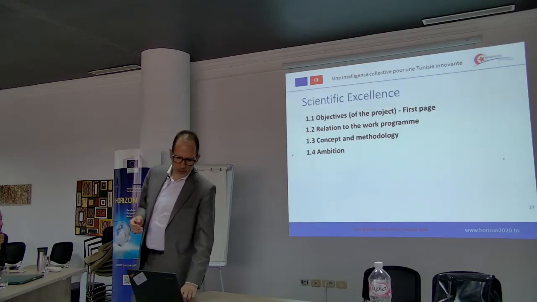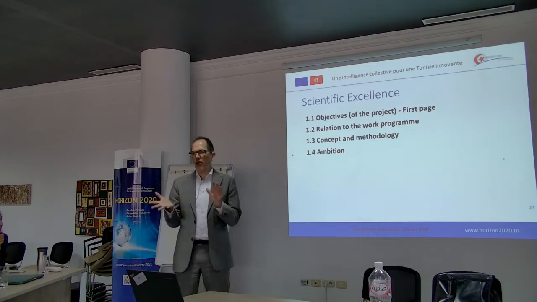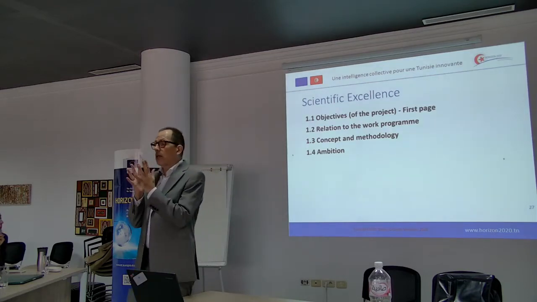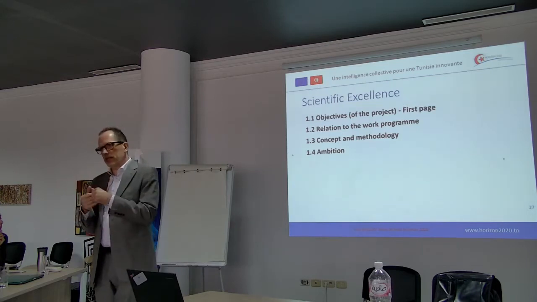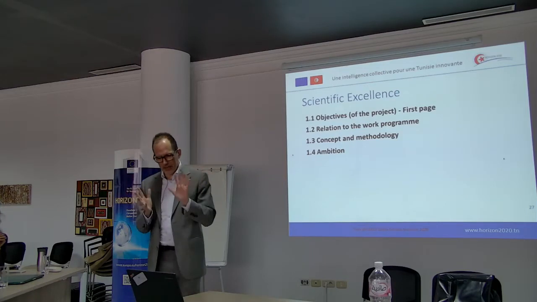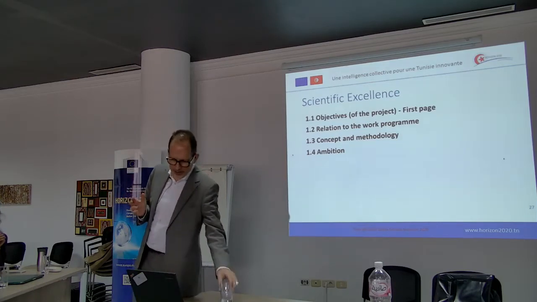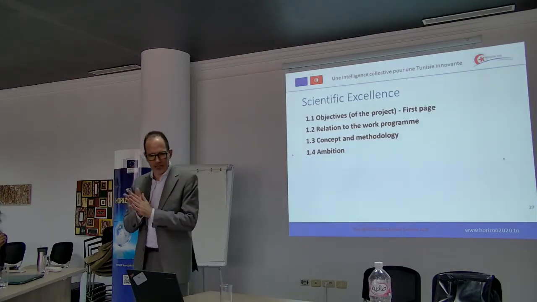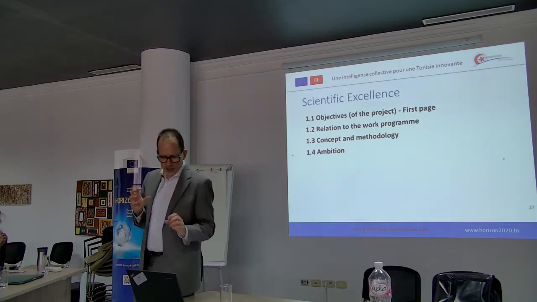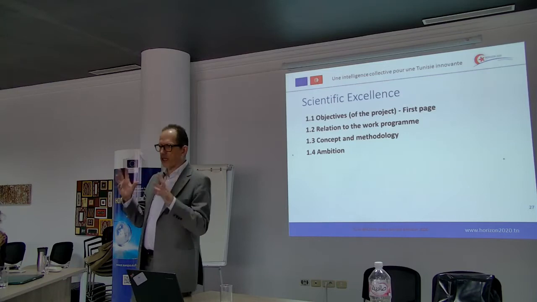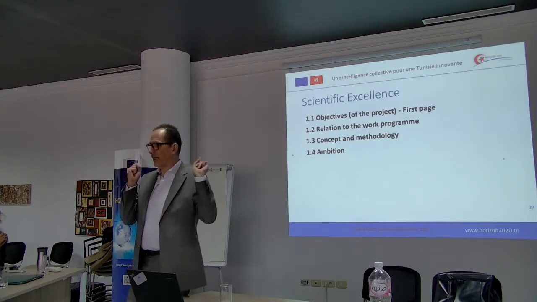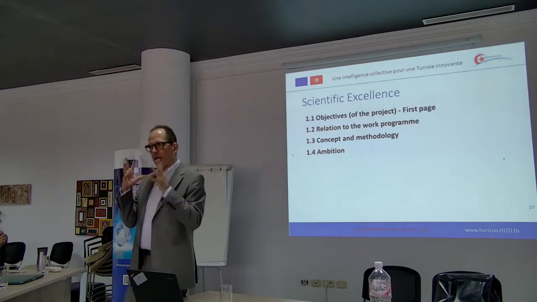Okay, so scientific excellence is the first part the evaluator has to read. It's not the first part you have to write. Everybody has a different take. Some people start with the work packages, whatever they do. But in the first page, you have your objectives. And we discussed that you will define your objectives already before, so you know already what you have to write.